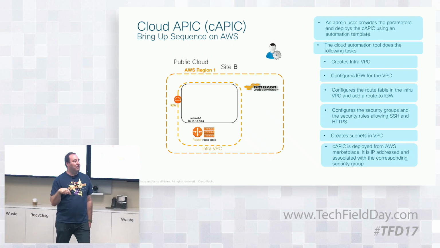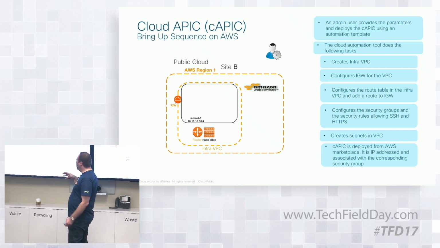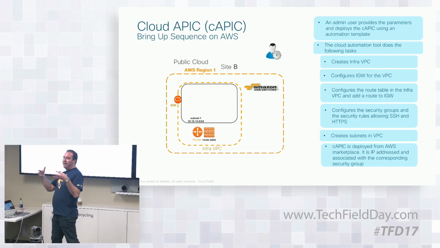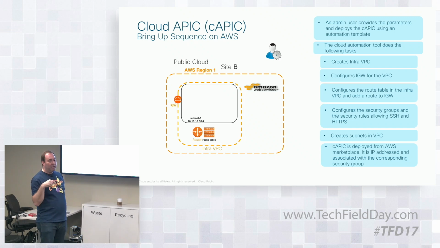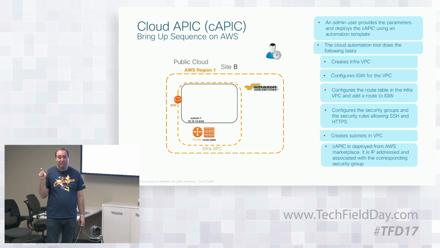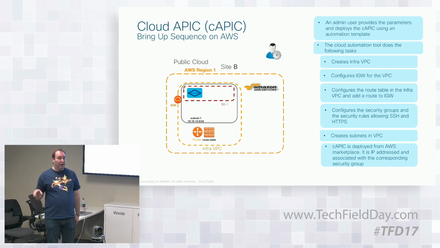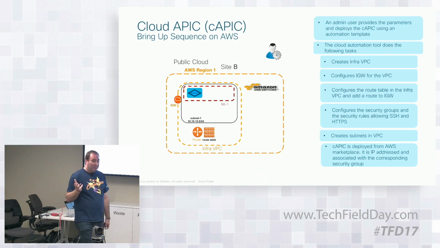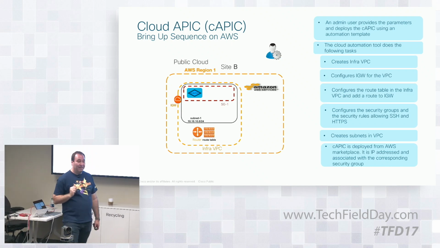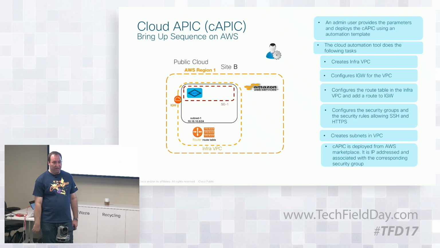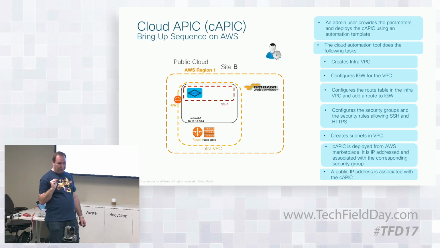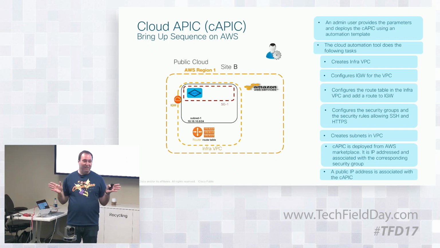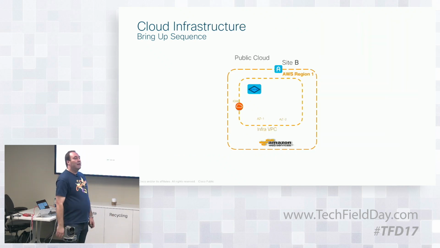It's going to configure internet gateways. It's going to basically set up an AWS VPC so you can use it as soon as the Cloud APEC gets deployed. The Cloud APEC is pulled out of the Amazon marketplace. So everything is automated. In about 5 minutes, you're going to have a VM, an instance running on AWS with a public IP associated to it, right? So no magic there. Lots of people can do this.